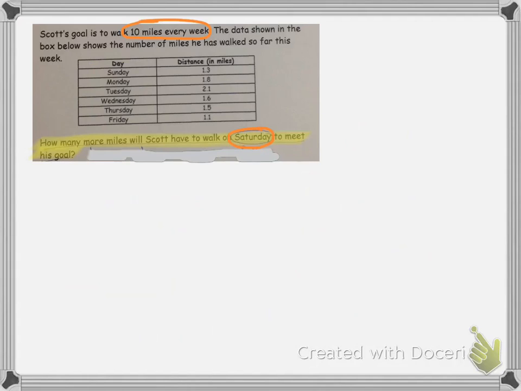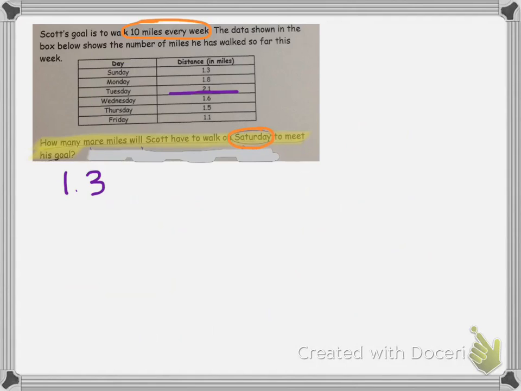Now, if he walks 10 miles every week, we are given Sunday, Monday, Tuesday, Wednesday, Thursday, Friday, the distance that he's walked each day. So we need to add that up and see what's left over. I personally think I would like to break this into two smaller addition problems. I've been given information for 6 days, so I'm going to add up the distance for Sunday, Monday, and Tuesday first. Then I'll add up the distance for Wednesday, Thursday, Friday, and combine the two. So let's go ahead and set that up.